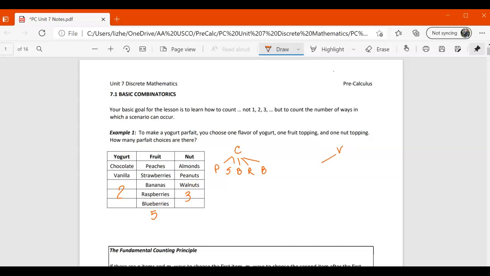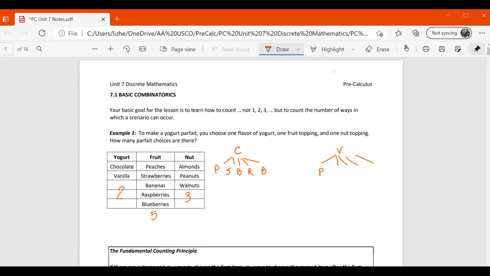And then the same thing goes here. 1, 2, 3, 4, 5. Peaches, strawberries, bananas, raspberries, blueberries. And then after you choose which fruit you want, then you can choose your nut option. So for those, again, there's 3. So each one of these gets another 3.